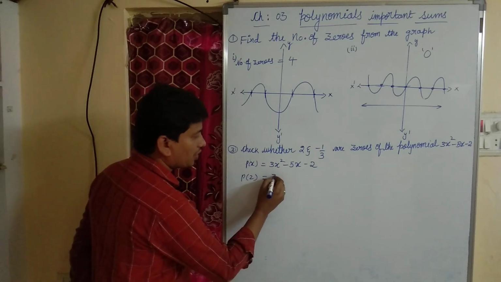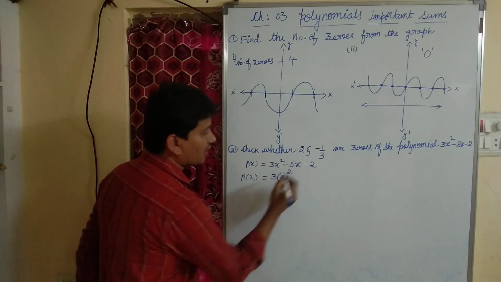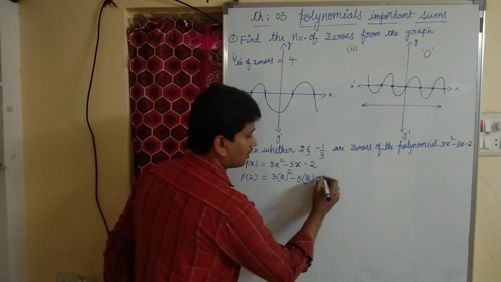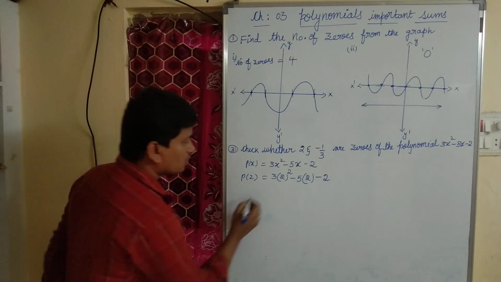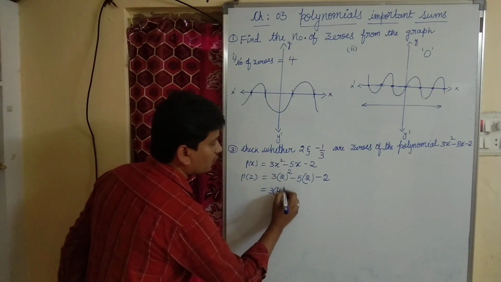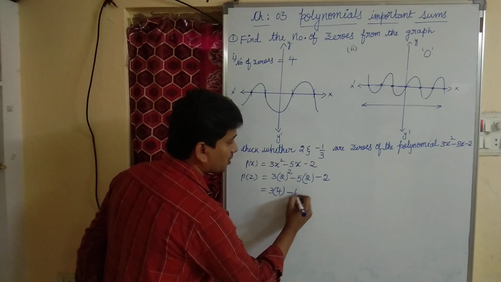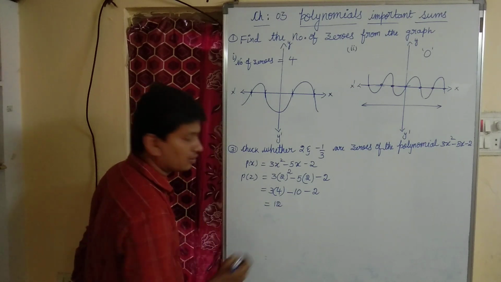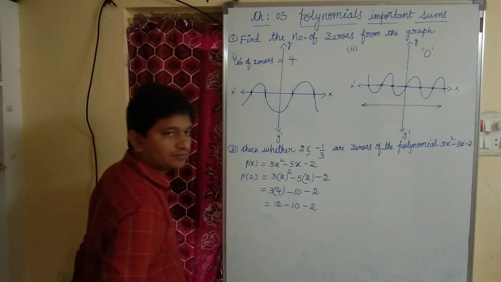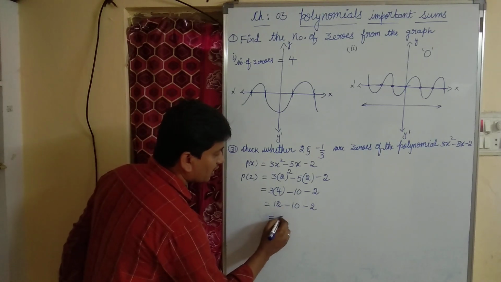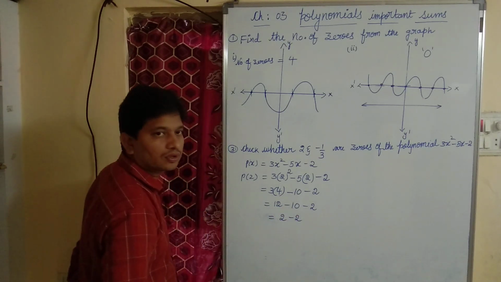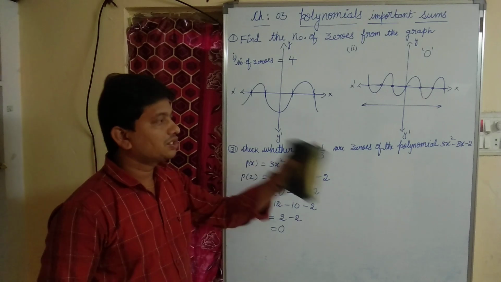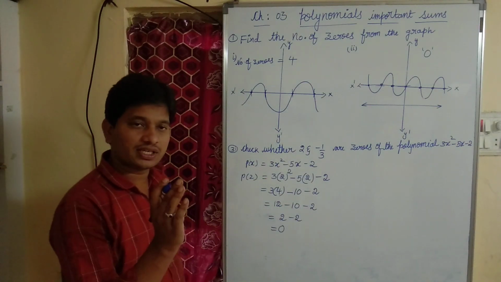Okay children, so 3 into, in place of x, 2 squared, minus 5 into, in place of x, 2, minus 2. So 3 into 2 squared, which is 4, minus 5 twos are 10, minus 2. 3 fours are 12 minus 10 minus 2. So 12 minus 10 is equal to 2, minus 2, which is equal to 0. Hence 2 is a zero of the polynomial 3x squared minus 5x minus 2.